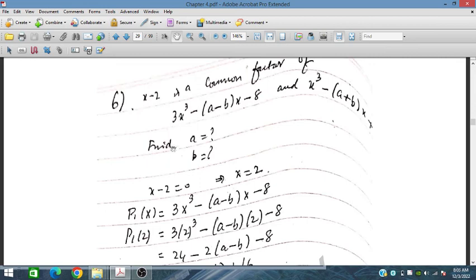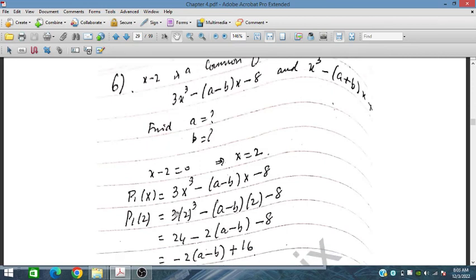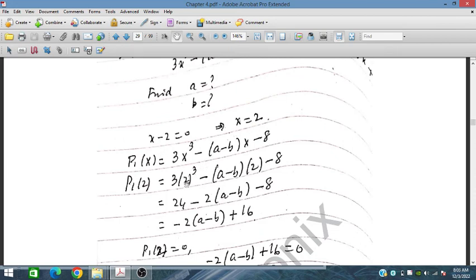So this is a common factor. So x minus 2 is equal to 0, so we'll place x is equal to 2. So p1 of x is equal to 3x cube minus a minus b x minus 8. In place of x equal to 2, we'll place 2 here, and p1 of 2 is equal to 24. This is 8 times 3, 24. This is 2 here, a minus b minus 8 here, and now we simplify it.